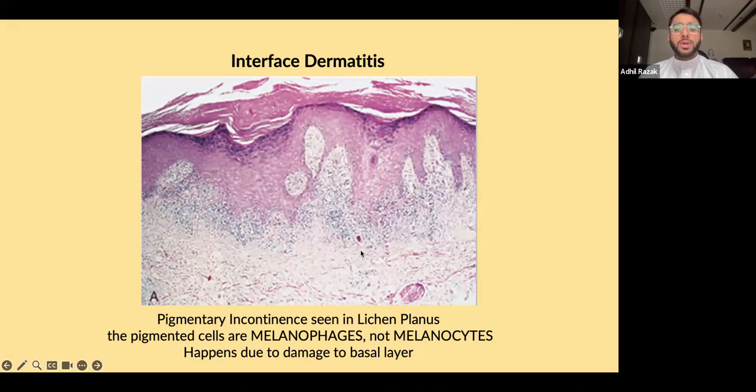Interface dermatitis, once again, is when the lymphocytes are between those two layers, and it could result in hyperpigmentation because it could affect the melanophage cells, which absorb melanin, and it makes them not work anymore. And this happens because this lymphocyte accumulation between these layers ends up damaging the basal layer of the epidermis. So that ends up affecting the melanophages and not the melanocytes. So there could be hyperpigmentation in these patients. And another condition where interface dermatitis happens is lichen planus, which we'll be discussing soon enough.